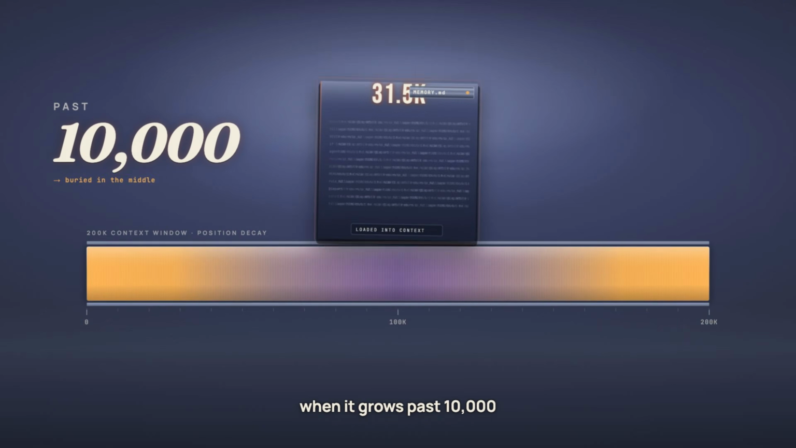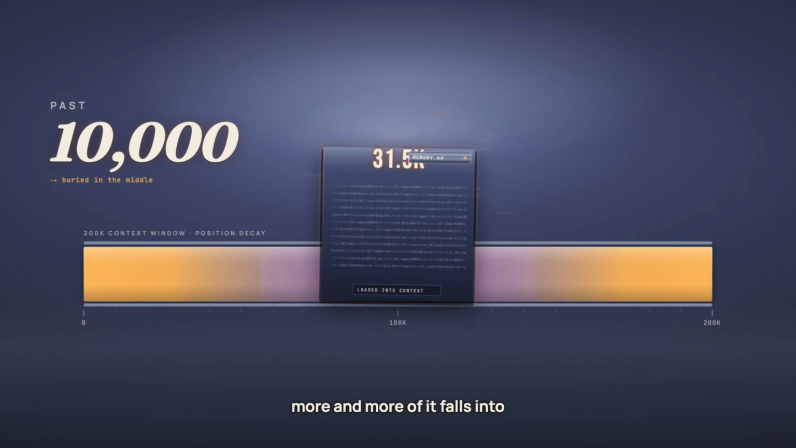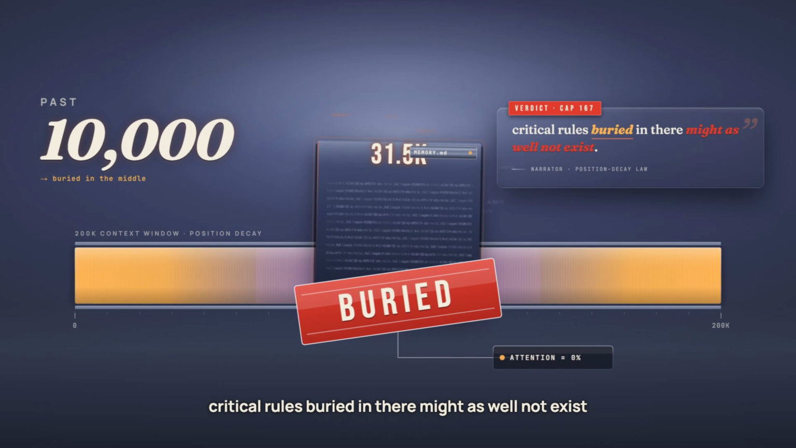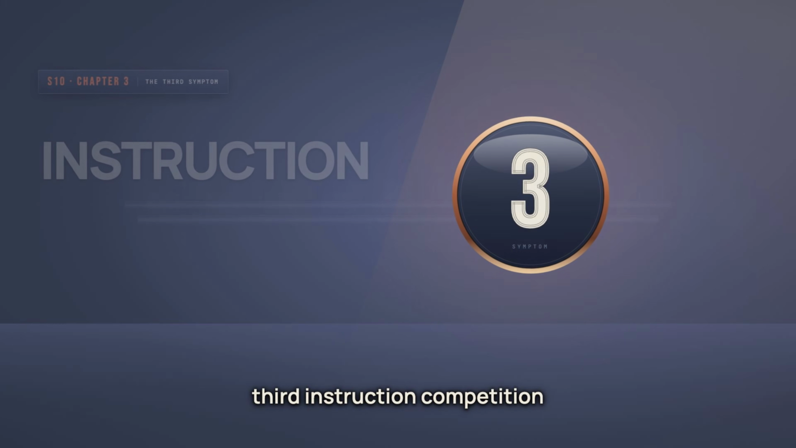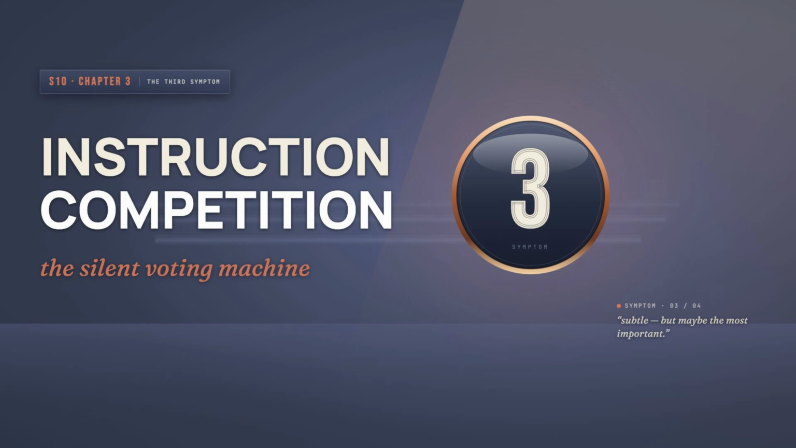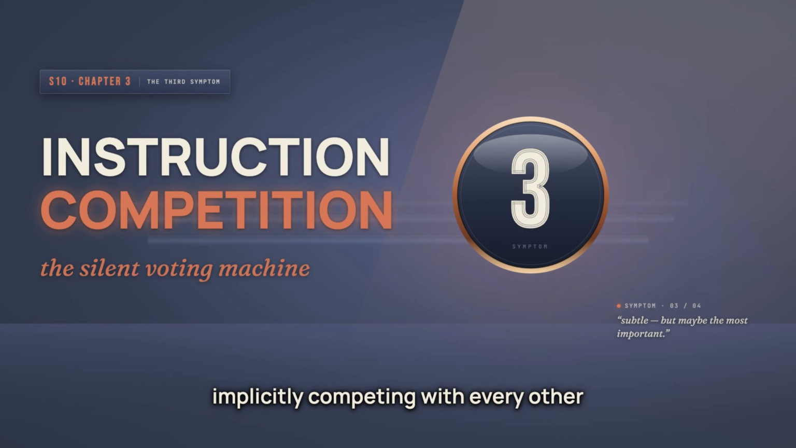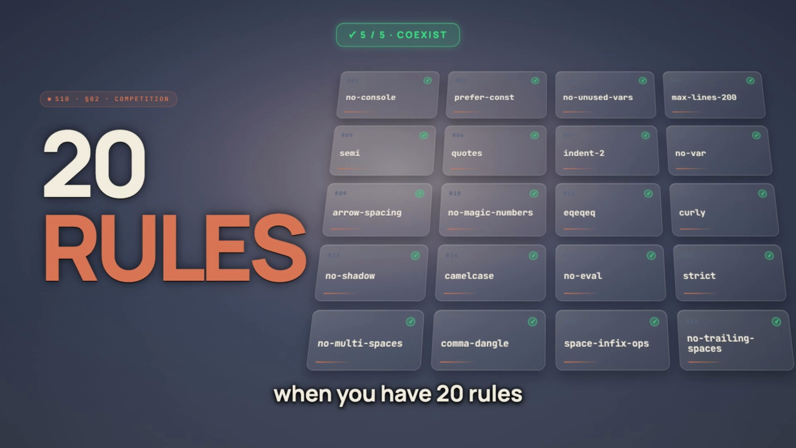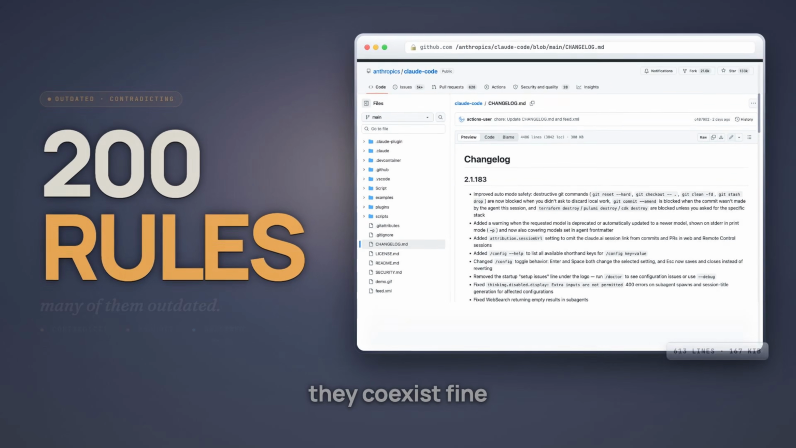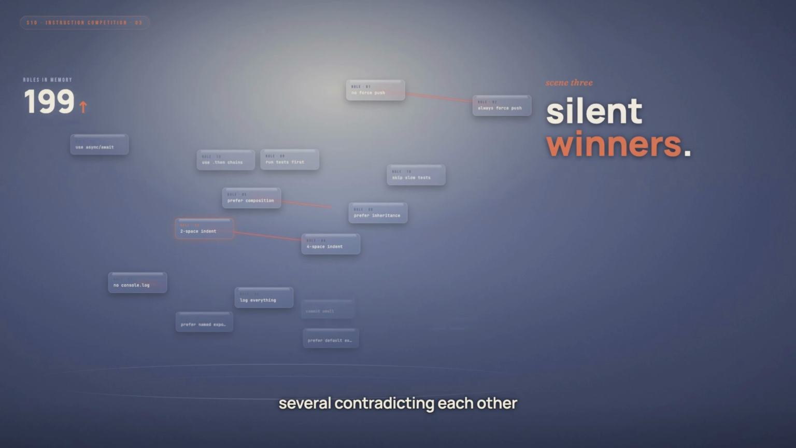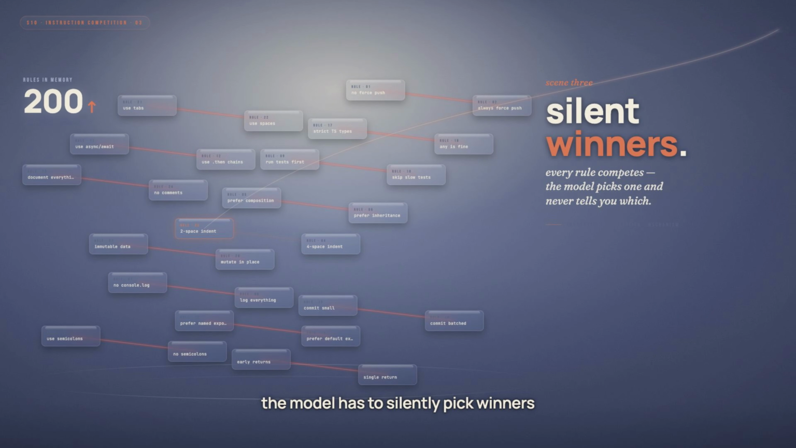When it grows past 10,000, more and more of it falls into the dead zone in the middle. Critical rules buried in there might as well not exist. Third, instruction competition. This one is subtle but maybe the most important. Every instruction in your context is implicitly competing with every other instruction for the model's compliance. When you have 20 rules, they coexist fine.